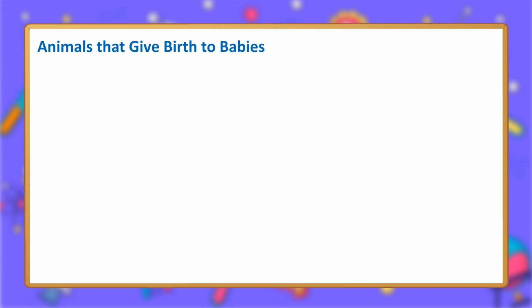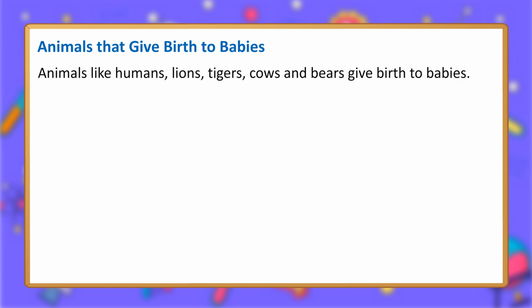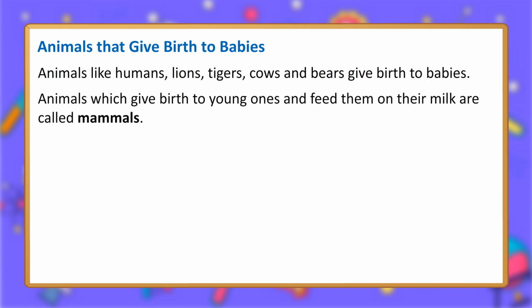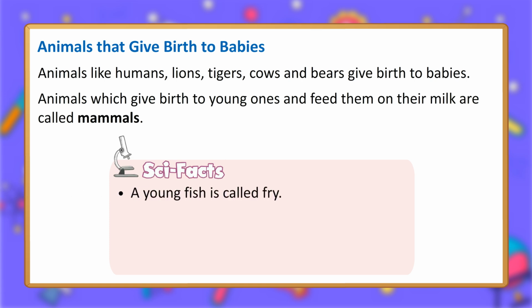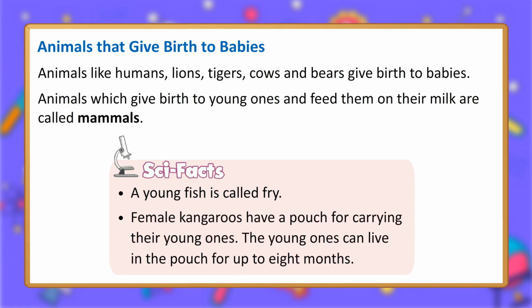Animals that give birth to babies. Animals like humans, lions, tigers, cows and bears give birth to babies. Animals which give birth to young ones and feed them on their milk are called mammals. Sci facts. A young fish is called fry. Female kangaroos have a pouch for carrying their young ones. The young ones can live in the pouch for up to 8 months.